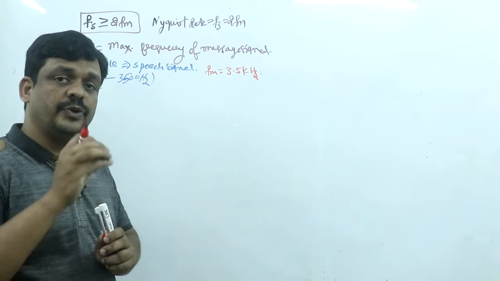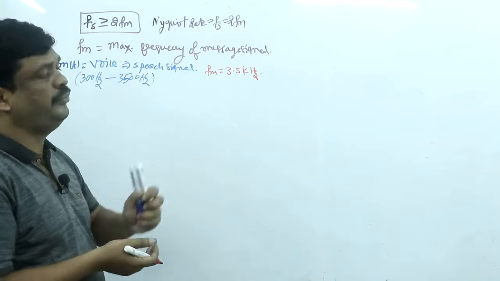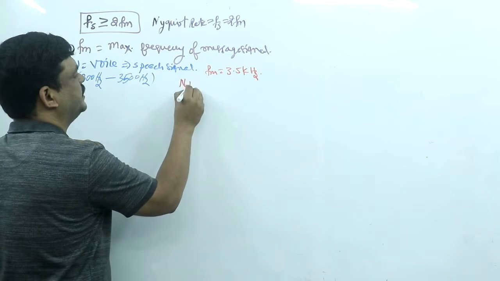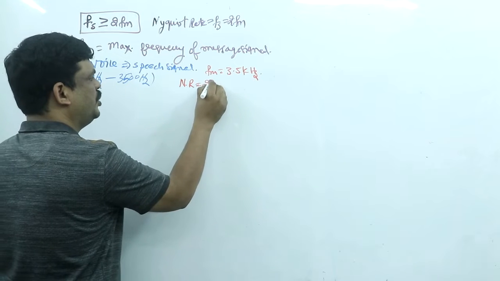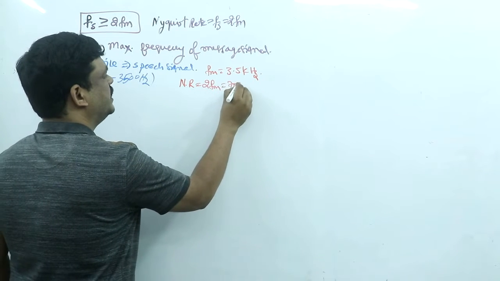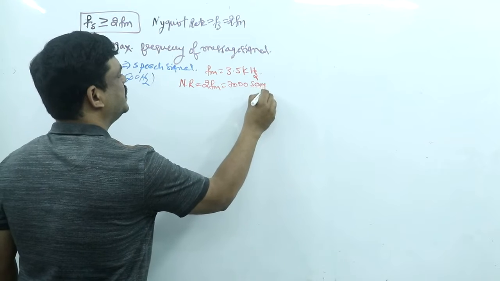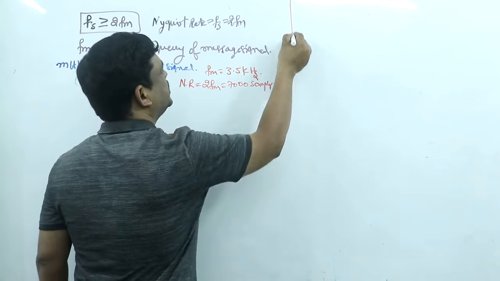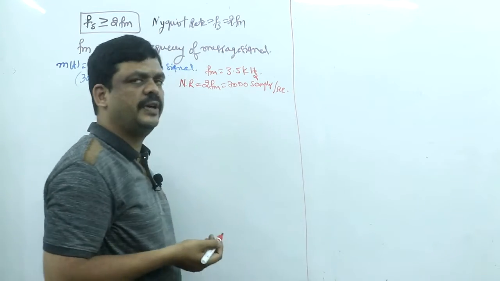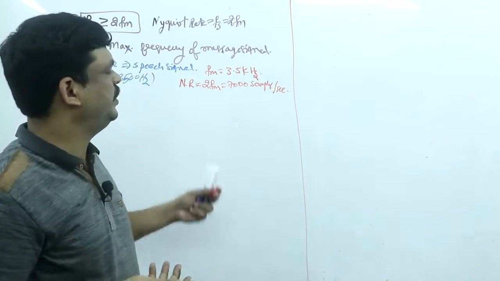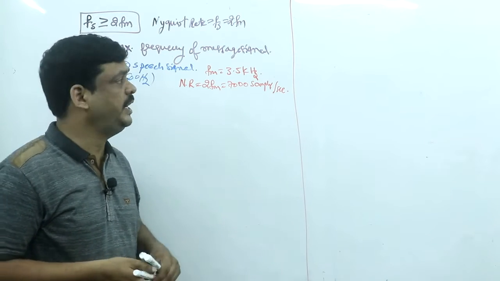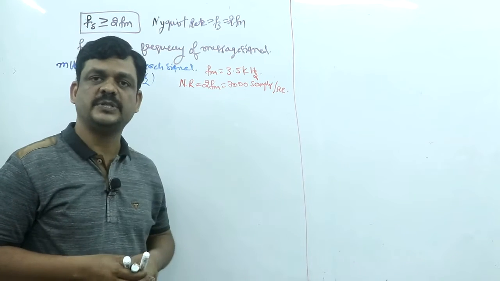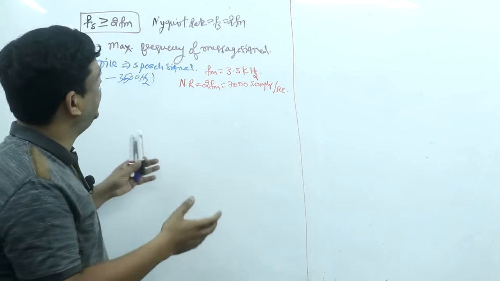And if you want to write the Nyquist rate of the voice or speech signal, it is 2 into Fm, which gives 7000 samples per second. This is one of the standard values, so try to remember it. The Nyquist rate of a speech signal or voice signal is 7000 samples per second.